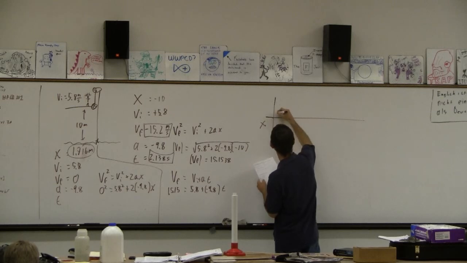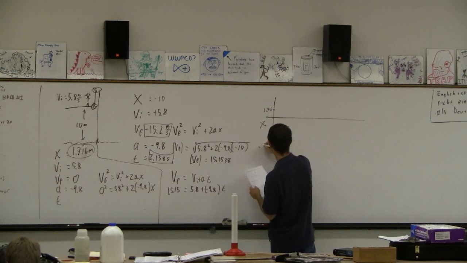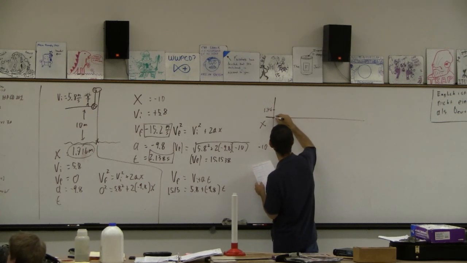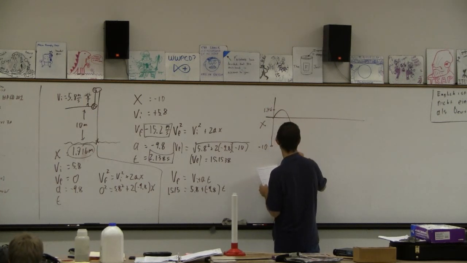And then the graphs are, if we do position, right, we start here, we go up to 1.716, right? And we go down to 10, right? So he's going to go, right, hitting the water at minus 10, right?